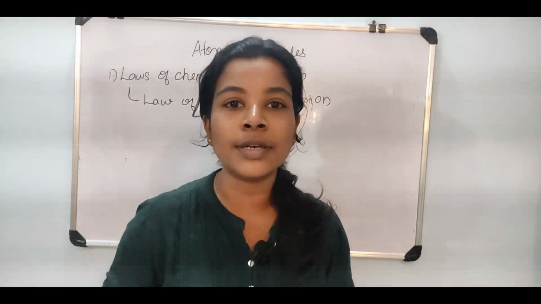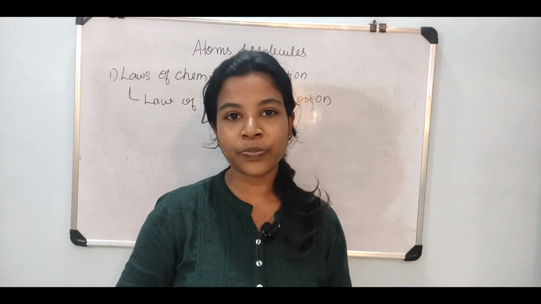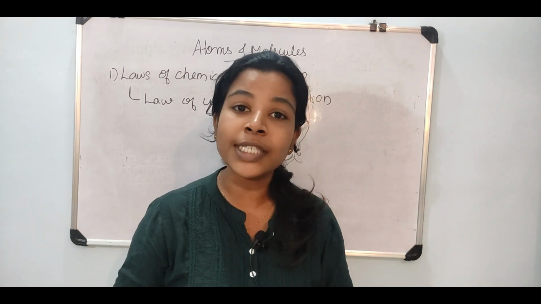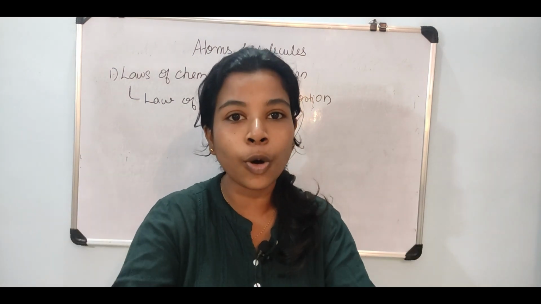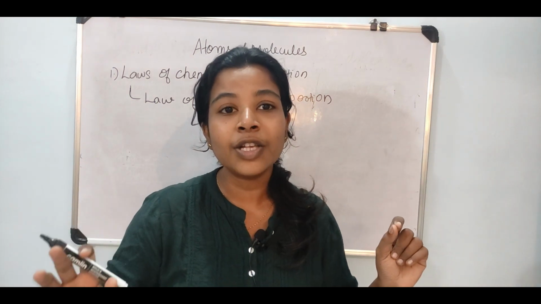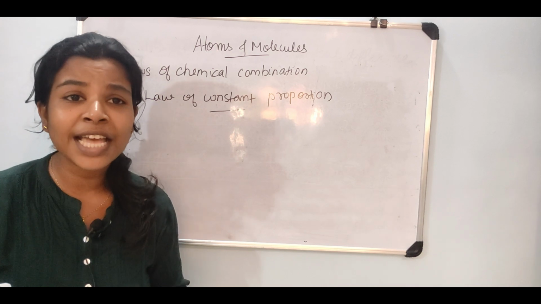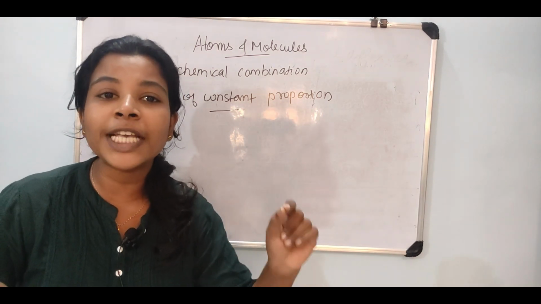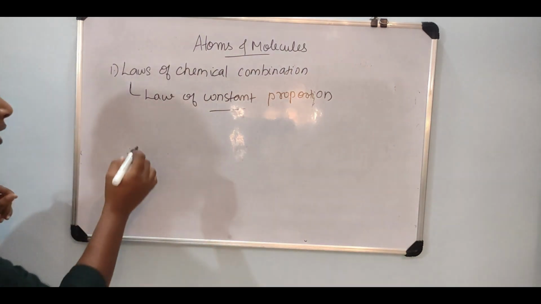Same is the case with water. What is the chemical formula of water? It is H2O. The chemical formula of water is always H2O, whether it be the water in my home or the water in your home. The water's chemical formula is always the same. So what does that state? It states that the elements of a pure chemical compound are always present in constant proportion by mass. So what does it state?